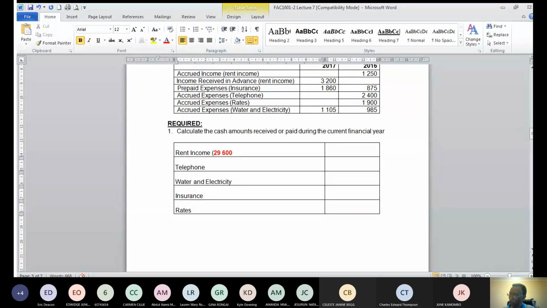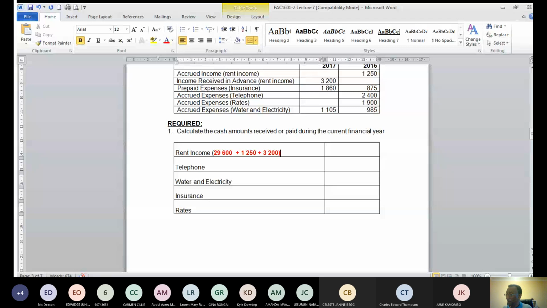I've got accrued income for rent. When the year started, there was rental outstanding. So I must have received that amount of money. So at the beginning of the year, I will say plus the amount of 1,250. So for the current year, I have received the 29,600 for this year, and I have also received the money that was due at the beginning of the year, and I have also received the 3,200 Rand, which the tenant has paid in advance.